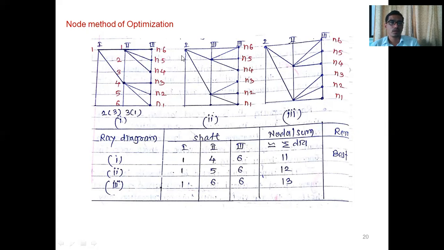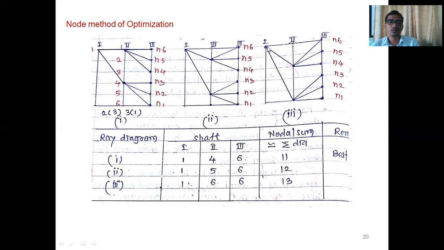For the second, the node on transmission shaft 1 is 1. So here 1 for the second diagram. For the second shaft, it should be 1, 2, 3, 4 and 5. So 5 will be written here. And for the last shaft, the lowest node is 6: 1, 2, 3, 4, 5, 6. So here we write 6. Then the sum of nodes, 1 plus 5, 6. 6 plus 6, 12. So the sum of nodes will be 12 for the second structural diagram or ray diagram.